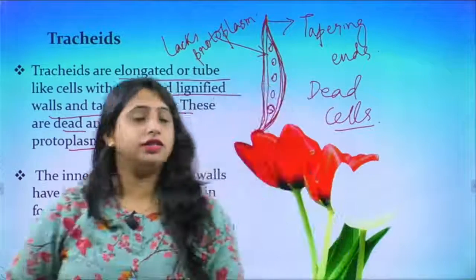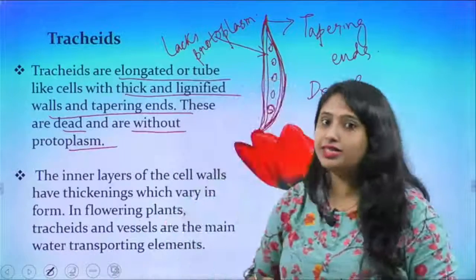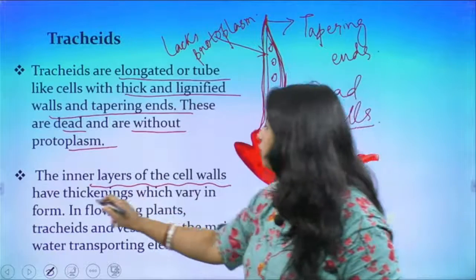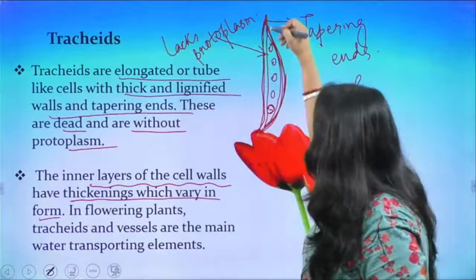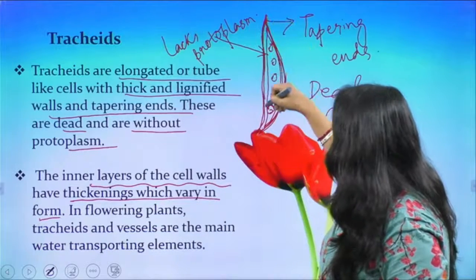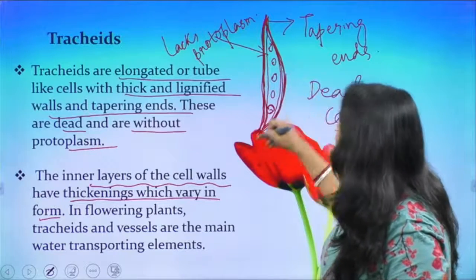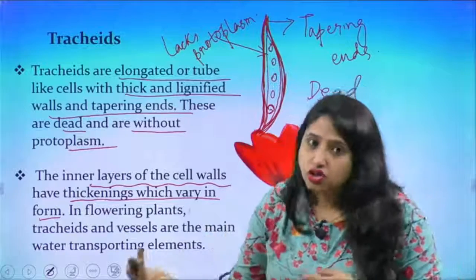Clear? So this is how the tracheids are. They are also dead cells with thick cell walls, not thin cell walls. The inner layers of the cell walls have thickenings which vary in form. As I have said, the inner layers are very thick, and the thickenings of these inner layers vary from plant to plant, or from tracheid to tracheid.